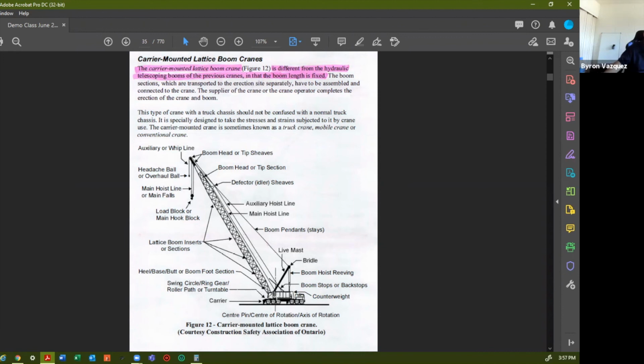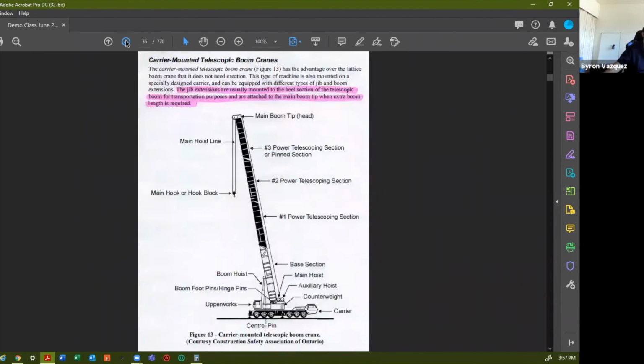And so you're going to have to look at a load chart and see how heavy of a load you can pick up with the radius that this carrier mounted lattice boom provides. So again, stuff we're going to be looking at later. We're very limited on time. We don't have a whole lot. So we'll just keep going until we have to stop.